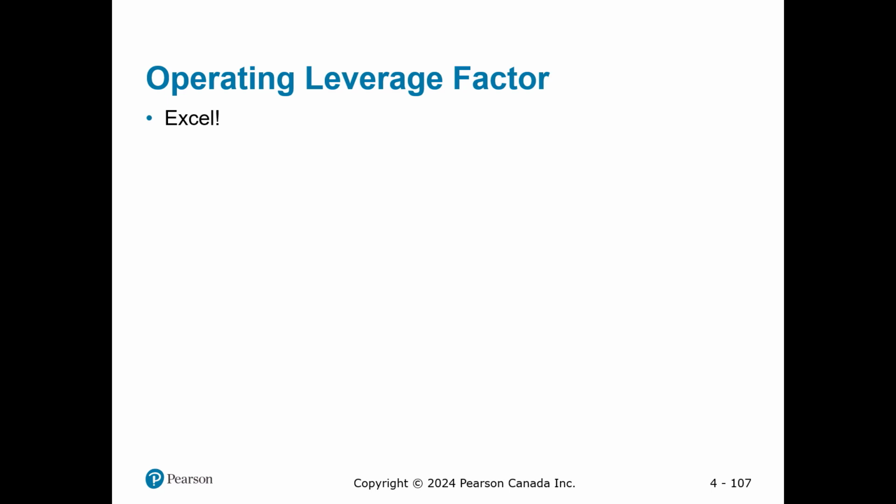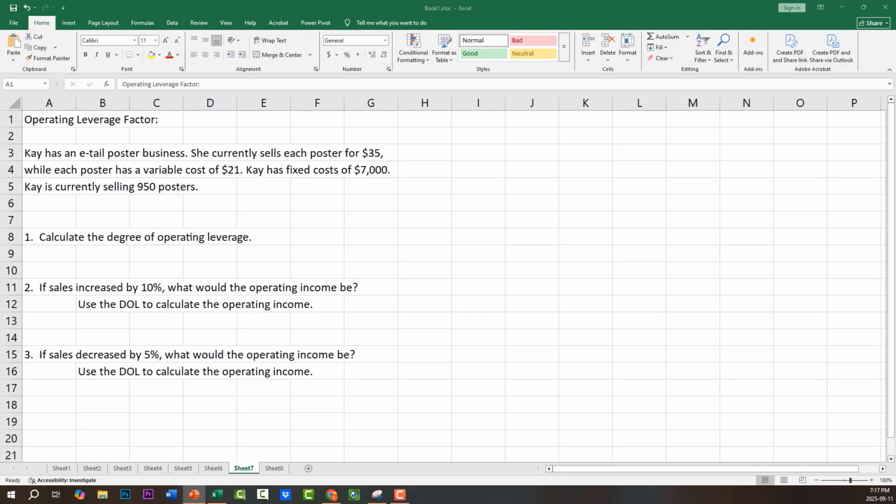So let's calculate it. We're back with Kay's e-tail business. Remember, she's selling the posters for $35, variable cost of $21. She has $7,000 in fixed costs, and she's selling 950 posters. Calculate the degree of operating leverage. In order to do that, we have to know what the contribution margin is, and we have to know what the operating income is. So we're going to do that very first.